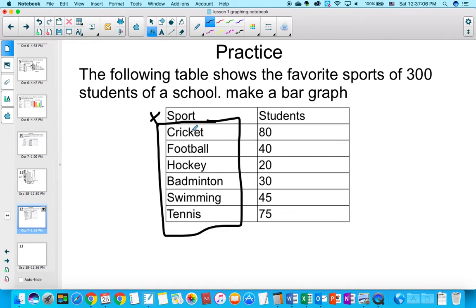Well, cricket doesn't turn into football. Football doesn't turn into hockey. Hockey does not turn into badminton. The sports aren't changing into each other. They're just different sports. They're their own thing. They don't really have a relationship to each other. So if you see this, you're like, oh, cricket, football, hockey, badminton, so on, they're just their own thing. Then you know you need to probably make a bar graph.